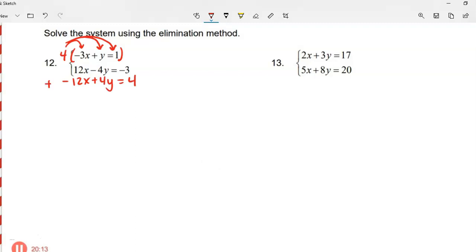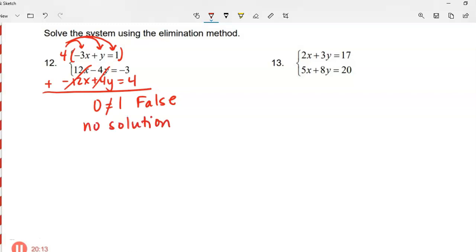Okay? And now I want to add these two equations together. And guess what? My x's cancel out. And guess who else cancels out? My y's. So now I have 0 is equal to, we're doing -3 plus 4, which is 1. And this is a false statement. So because we get a false statement, because they don't equal, we say we have no solution.